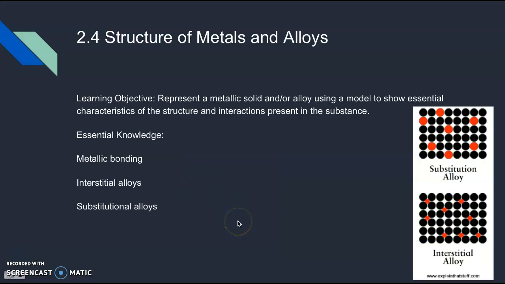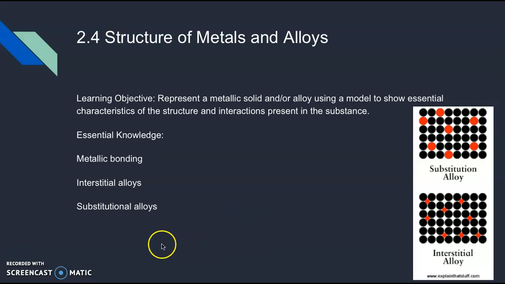And the last part for today is on 2.4, structure of metals and alloys. The learning objective is represent a metallic solid and or alloy using a model to show essential characteristics of the structure and interactions present in the substance. So the essential knowledge is metallic bonding, and we talked about that before. That's the sea of electrons, where the valence electrons are free to move.